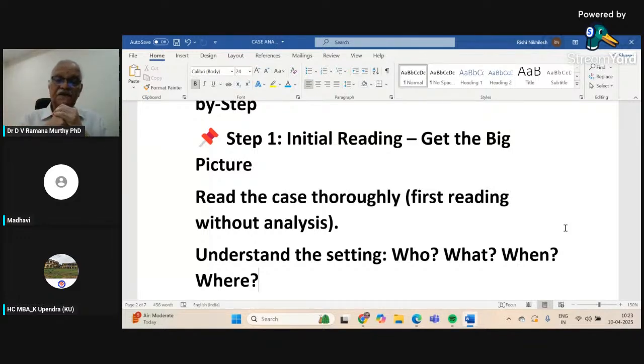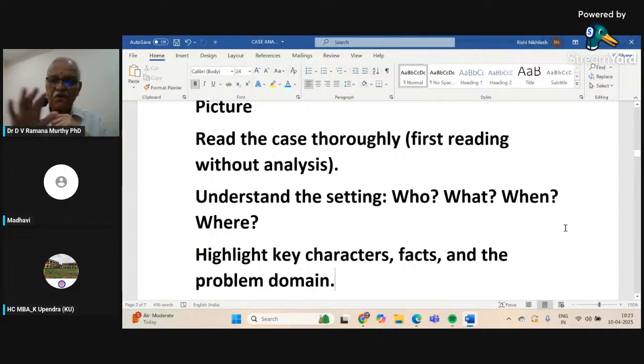Very, very important. Otherwise, you'll be losing some things. Read the case thoroughly. The first reading is without quick analysis. Don't bother about it. What happens here is our mind works very fast sometimes, and you will be thinking of suggesting many solutions. Please read the case thoroughly, and make the first reading without analysis.